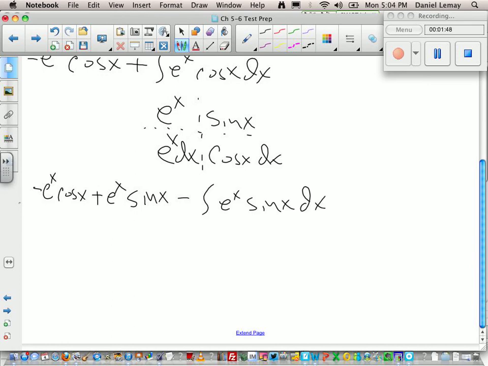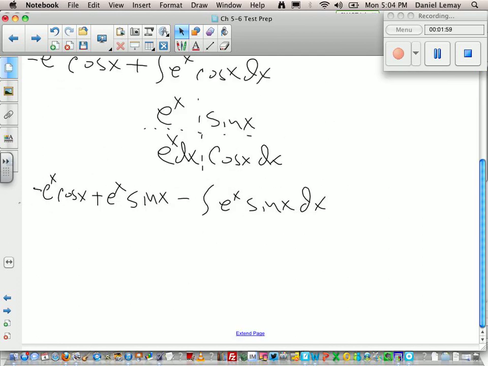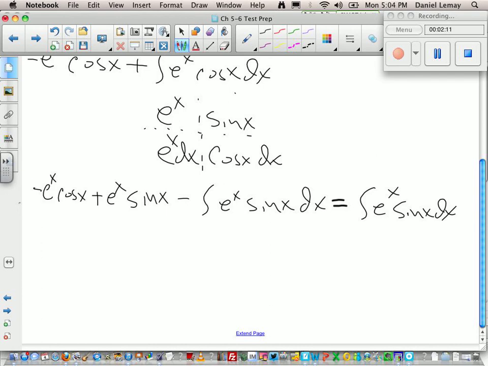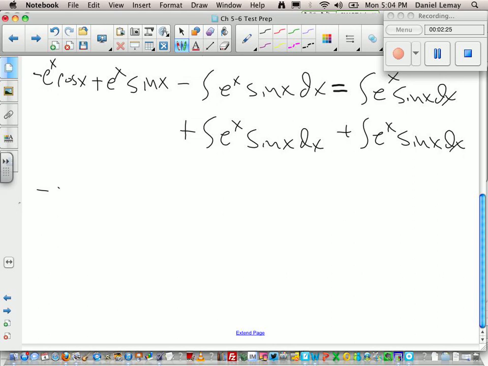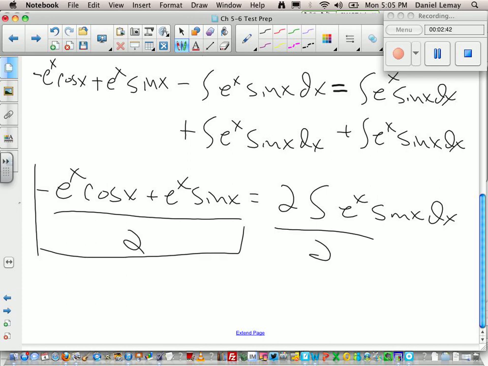So I've got this original, negative e to the x cosine x. I've got a new e to the x sine x minus the integral of e to the x sine x dx. And what that looks like is the same original integral that I had. So what I'm going to do, and this is the trick with this one, I'm going to set that equal to that integral, e to the x sine x dx.